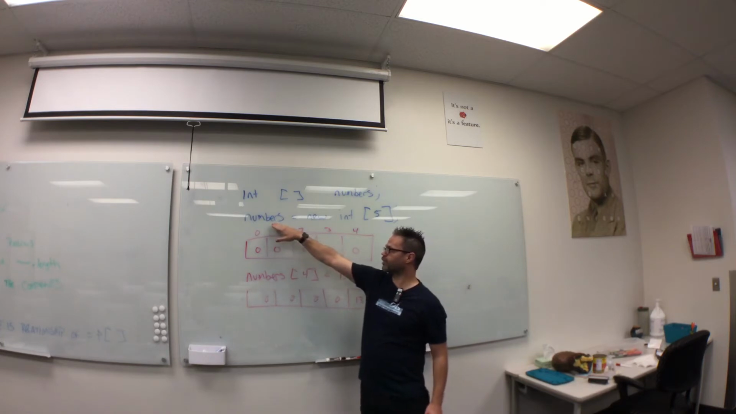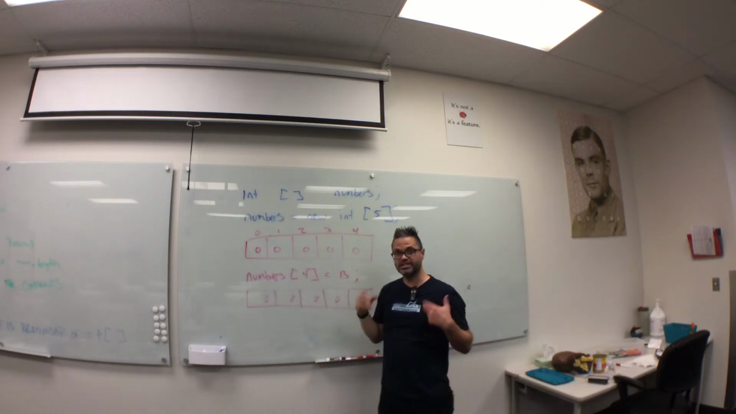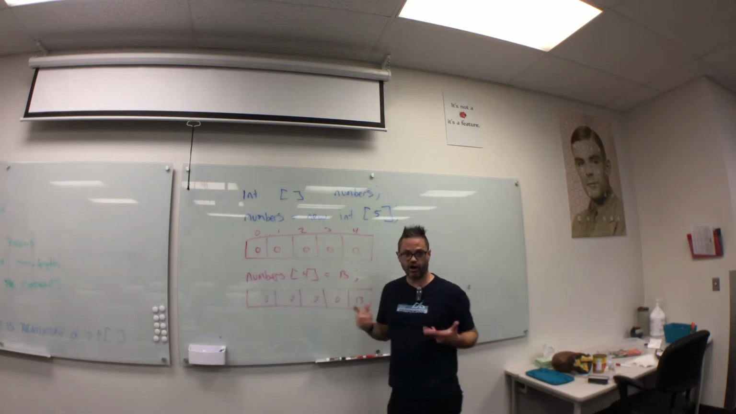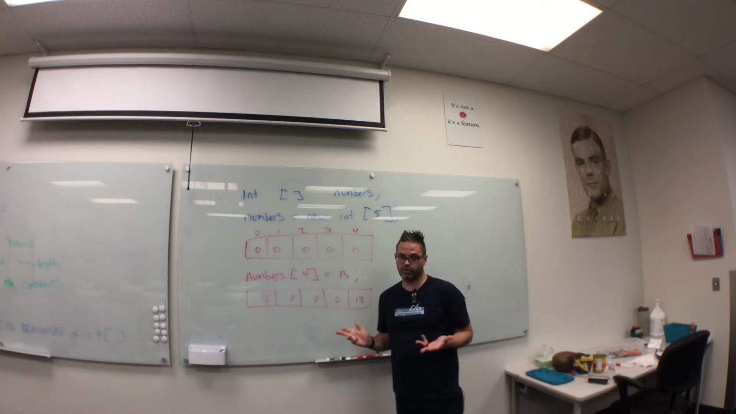And when we create an array, it's initially filled with default values of whatever type you're using to store this. Since I'm using an int, the default value is 0. In fact, for all of my primitives, except for boolean, the default value is 0. If I'm working with boolean, of course, then it's going to be false, but that's okay.